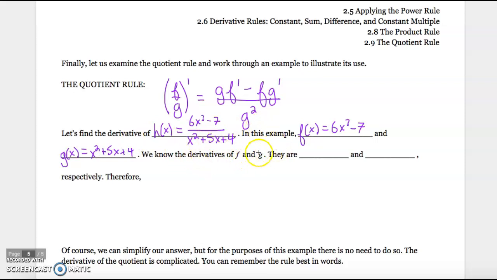So let's find the derivatives of f and g. The derivative of 6x cubed minus 7: bring down the 3, multiply it by that 6, would be 18x squared, and then the derivative of negative 7, the derivative of a constant, is 0, so that's just your f prime. And then the derivative of g would be, bring down the 2, so you get 2x. The derivative of 5x is just 5, and then the derivative of a constant 4 is 0. So these are your derivatives respectively.